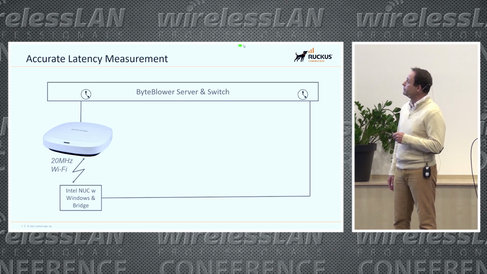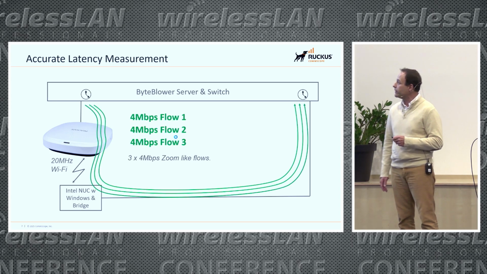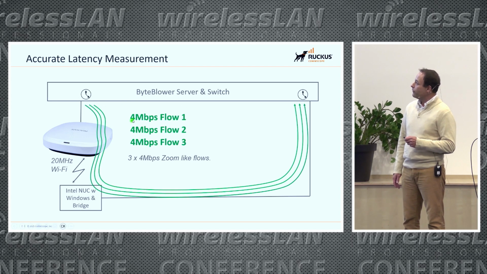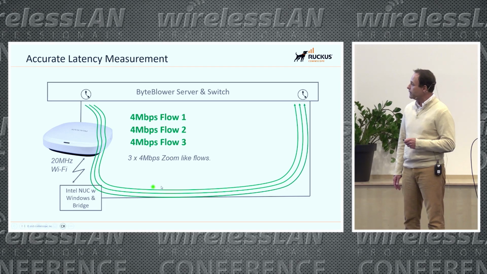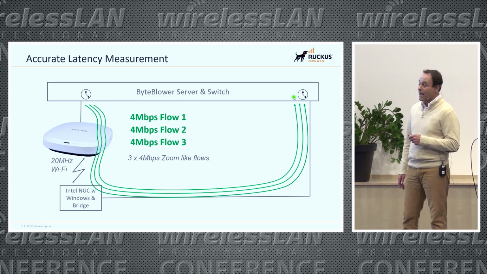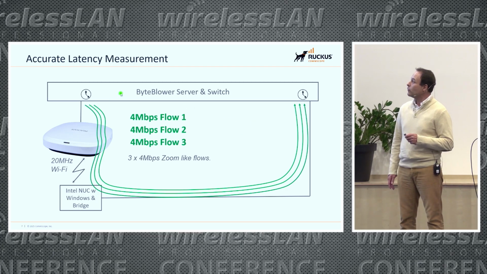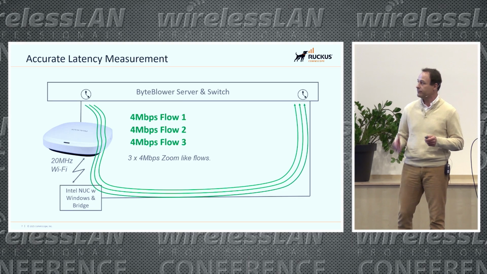We have a server connected to an access point, and also to a NUC, and the NUC is in turn connected to the access point via Wi-Fi. We have a traffic generator in the server generating 3 flows, 4 megabits per second each. They are sent out to the access point, then to the NUC, then back to the server. For each packet, we measure the time when it leaves and when it gets back to the server. This measurement is done with the same clock.